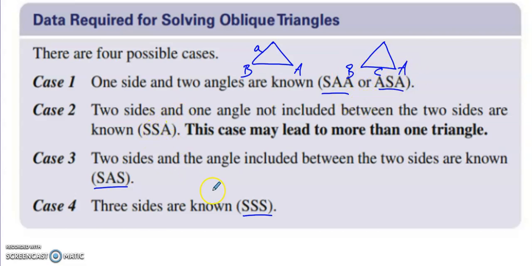I said we would do case number 2 later. Case number 3, side-angle-side, means I'm going to give you 2 sides and the angle between those 2 sides. 2 lowercase letters, 1 uppercase letter, because the uppercase letter is an angle. And then our last case says, hey, what if I just gave you the 3 side lengths, a, b, and c? Could we still do law of sines? And that answer is yes. Yes, we could.